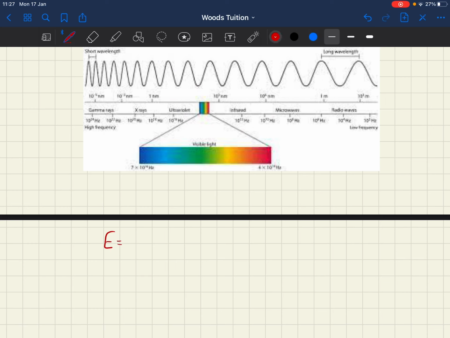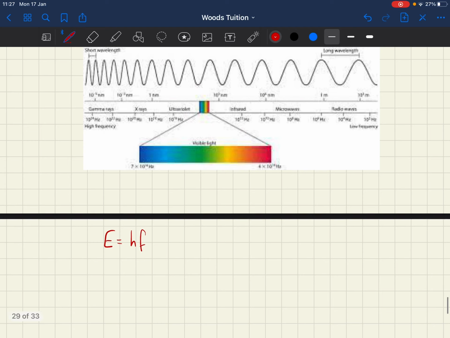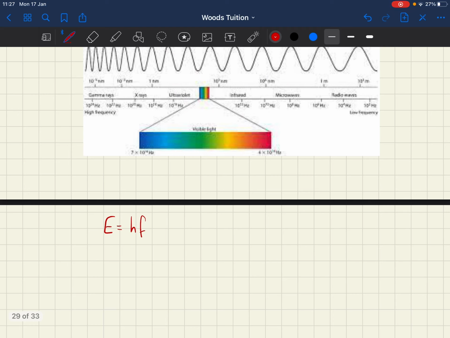So this can be formulated in this expression here, where energy is equal to Planck's constant times the frequency. Planck's constant is constant in nature, and that's 6.63 times 10 to the minus 34 joule seconds. Frequency is measured in hertz or per seconds, and then energy is measured in joules.